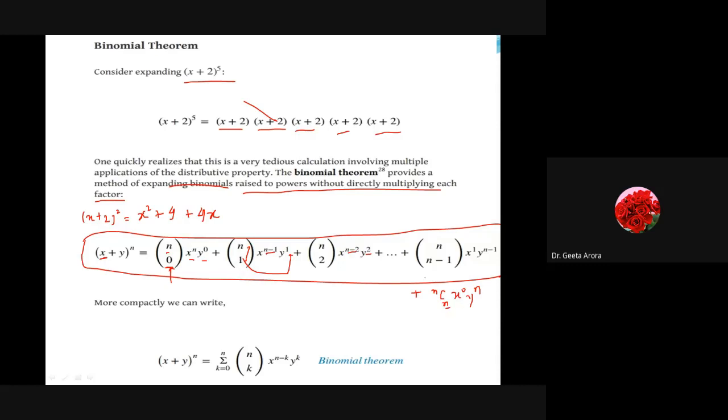So it is n. And the same thing compactly can be written as, and I think it's the easiest way to learn the binomial theorem. We have k from 0 to n. We have already worked with summation, so I hope you know how to open a summation. So here we have the summation k from 0 to n, nCk x raised to power n minus k, and y raised to power k.